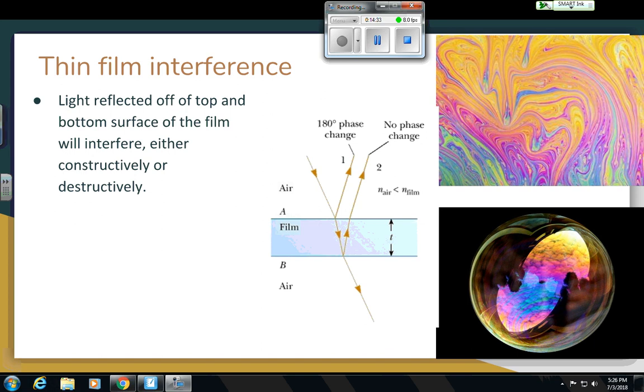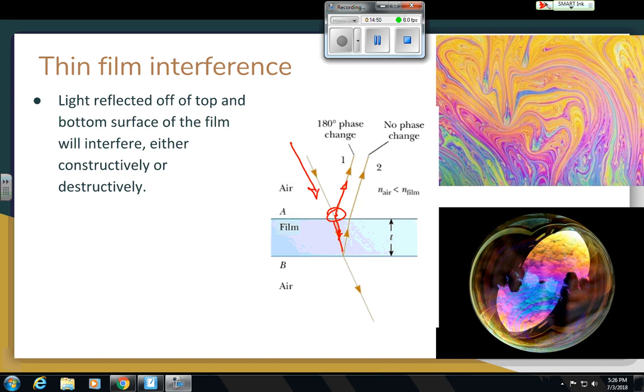So let's see if we can break this down conceptually a little bit before we get into the mathematics of it. But imagine that you have light coming onto a surface right there, right? And when it hits the first boundary, some of the light's going to be reflected. This is back to our introduction of waves. And some of the light will be transmitted, okay? That's what happens when waves meet a boundary.